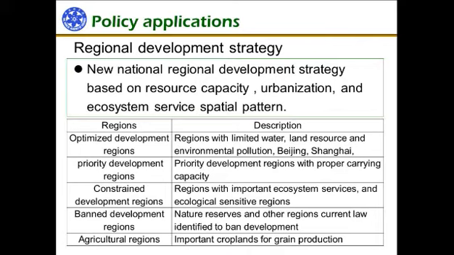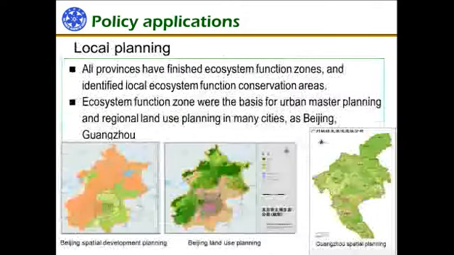Also, the government has a regional development strategy. Perhaps you know in China, for the next 10 or 50 years, we have a new regional development strategy with key urbanized development regions, optimized priority development regions, constrained development regions, and balanced development regions. Actually, the constrained and balanced development regions are based on ecosystem services spatial pattern.